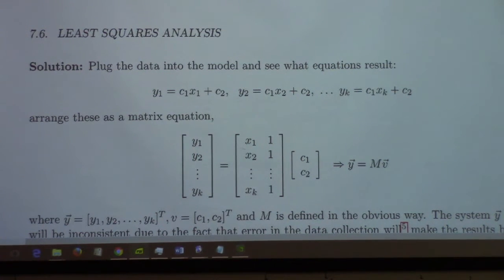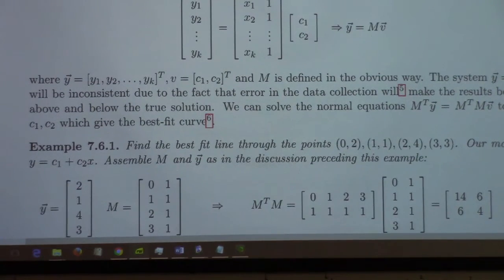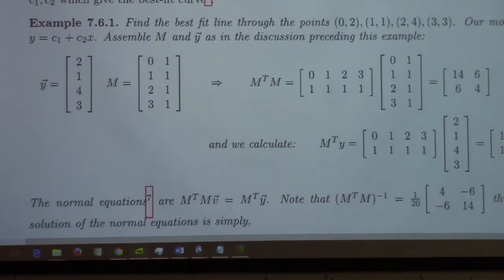So to solve it, I just multiply both sides by M transpose to get the normal equations to minimize the error in the inconsistent equation. So solving M transpose M v equals M transpose y, finding that v will find me the best fit curve. This is a generic template for lots of problems. Here's a problem with actual points, right?